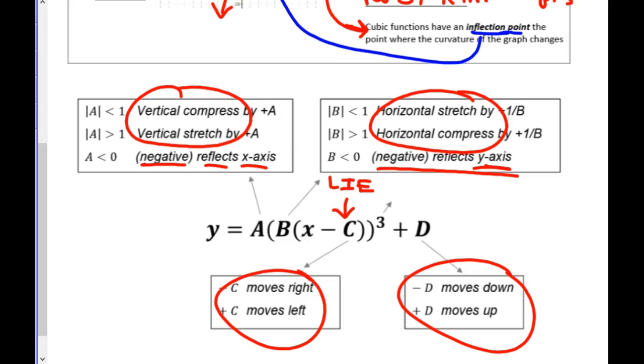Yeah, so if A or B are 1, ignore it. C and D, it actually matters. Right? Okay. All right, so same notes as 2.1 and 2.2. We're going to apply it to cubic. Flip it over. Let's do 2 examples.